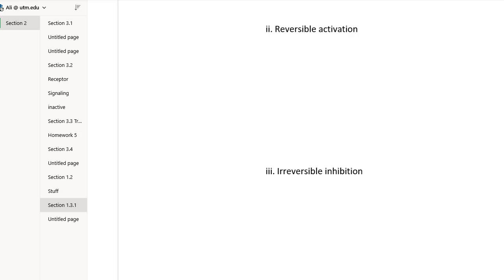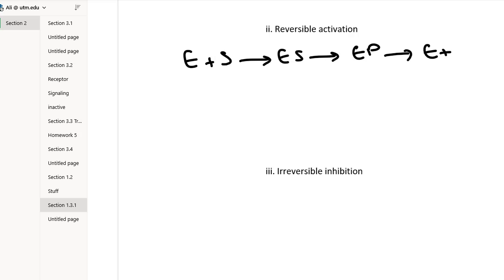Reversible activation. In this case, you have an activator that increases the activity of an enzyme. And there are plenty of examples of this in biology. So you have an activator that binds to the enzyme reversibly. You have an enzyme that binds substrate and gives you enzyme substrate, gives you enzyme product, that gives you enzyme plus product. Right? So we'll call the activator A.